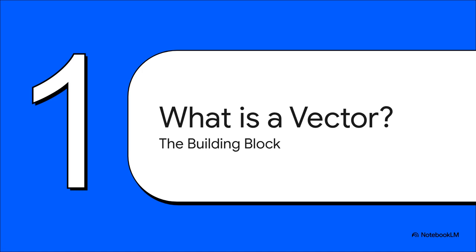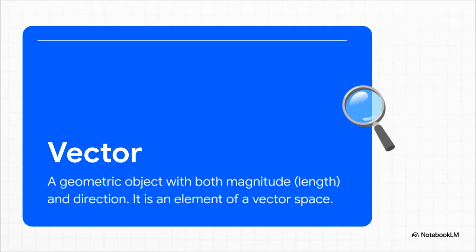What exactly is a vector? When you strip it all away, a vector is just an object with two key ingredients: a magnitude, that's its size or length, and a direction. That's really it. Now, they live in something called a vector space, but don't let that term scare you. It's really just a playground where all these vectors follow the same set of rules.